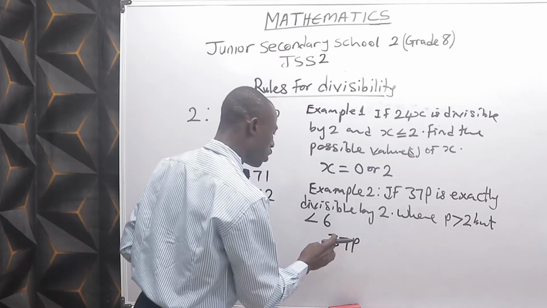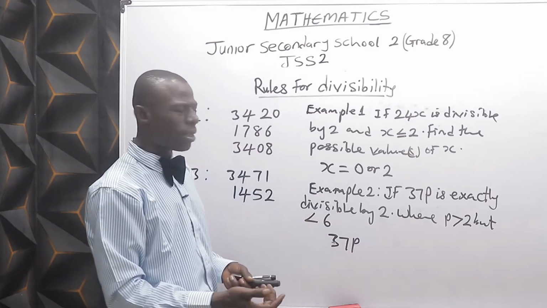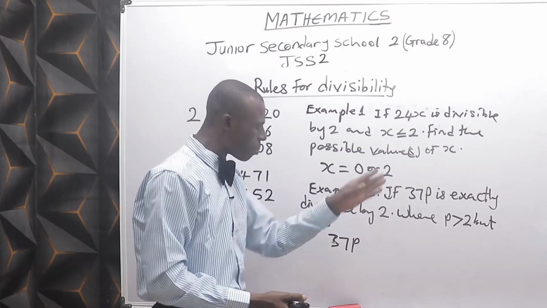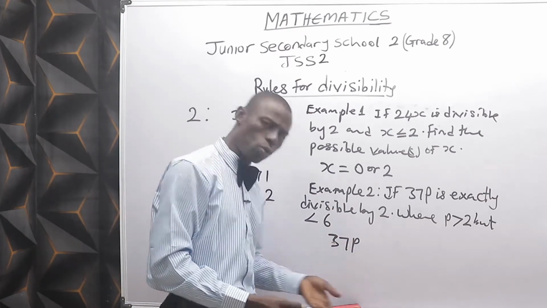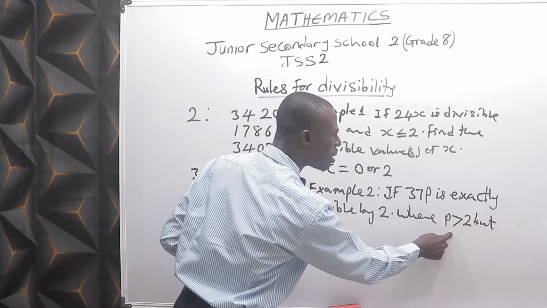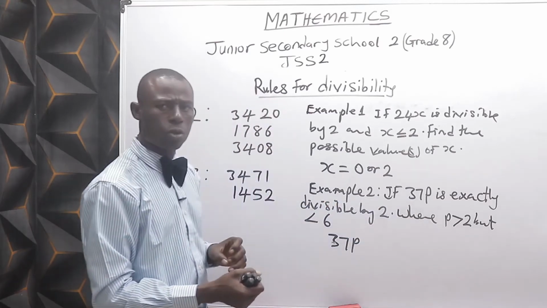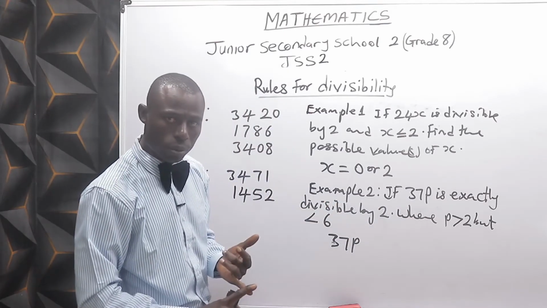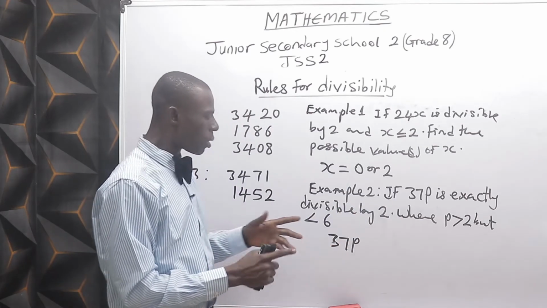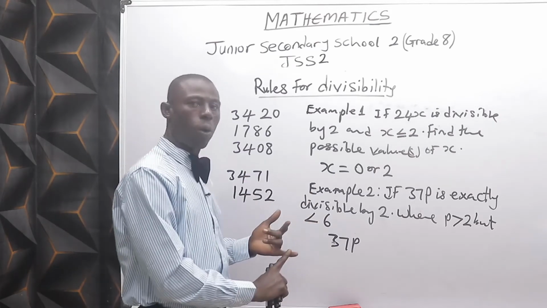37p is the number we are considering. What can be the value of p that will make the number divisible by 2? Yes, where p is greater than 2. Definitely, because of that description, p is greater than 2. P cannot be 0. P cannot be 2. So it can only be the next even number after 2, which is 4.